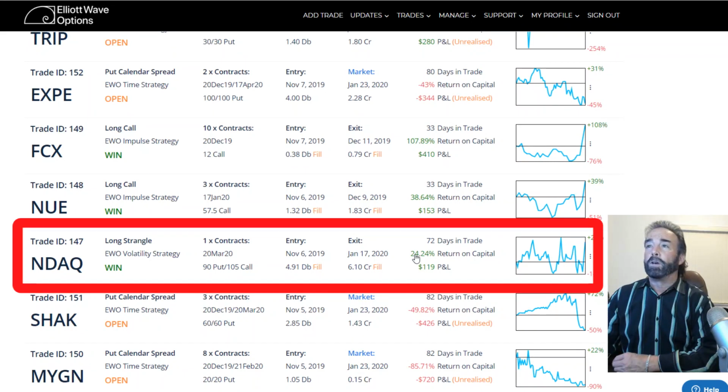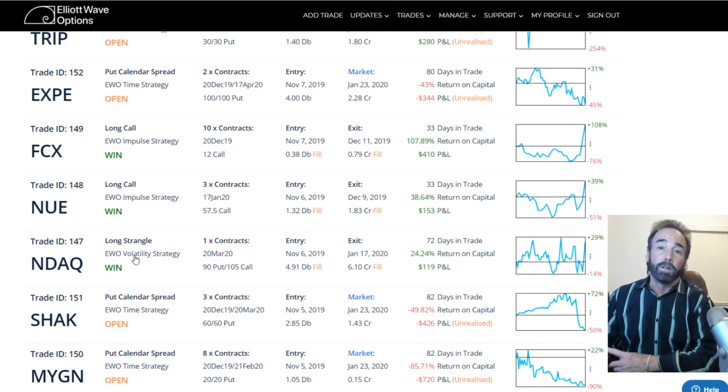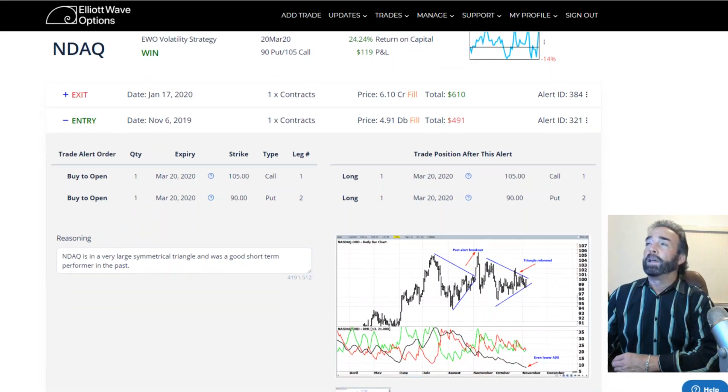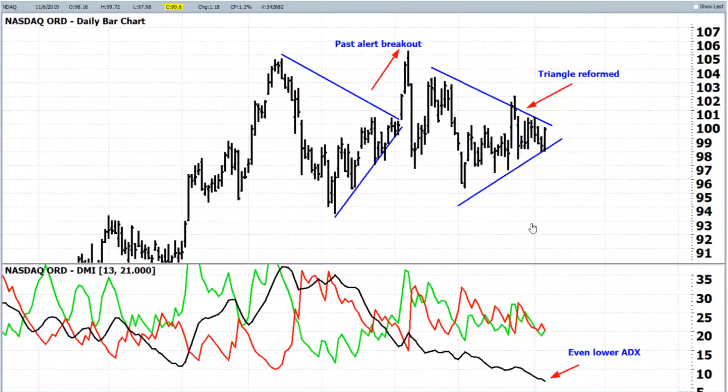So you can see we returned just under 25% in 72 days, which sounds like a bit of time for 25%. But let's take a look at the particulars because there are some interesting things to think about when it comes to this alert. So our entry was on November 6th. And clicking down here, the fascinating thing was kind of like a double symmetrical triangle.